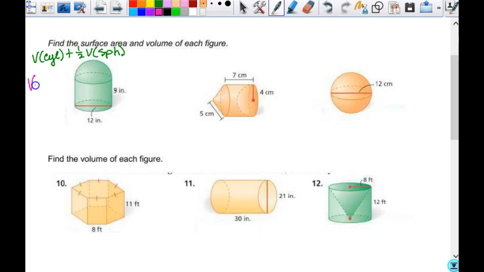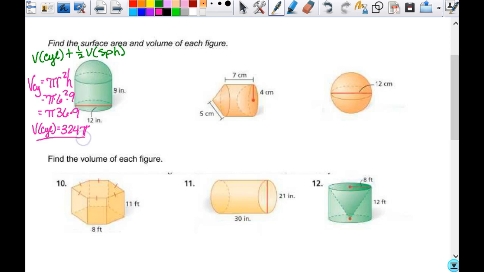So the volume of the cylinder is equal to pi r squared h. So that's pi times 6 squared times 9. That's going to give me pi times 36 times 9. So I can do 36 times 10, which is 360. And then I didn't want 10 of them, I only wanted 9 of them, so I can subtract. So 360 minus 36. Well, 360 minus 30 is 330, minus 6 would be 324. So the volume of the cylinder is 324 pi.